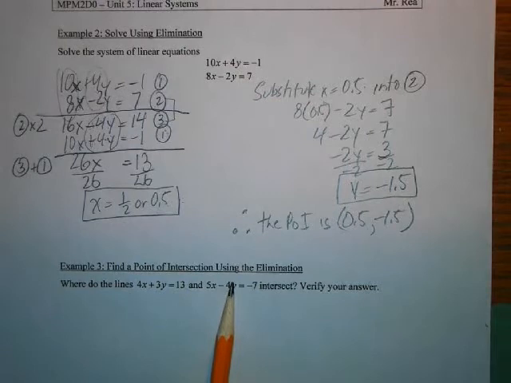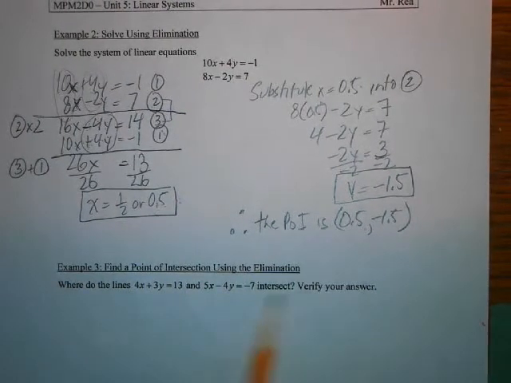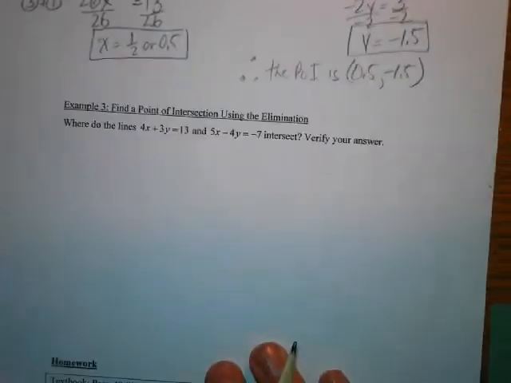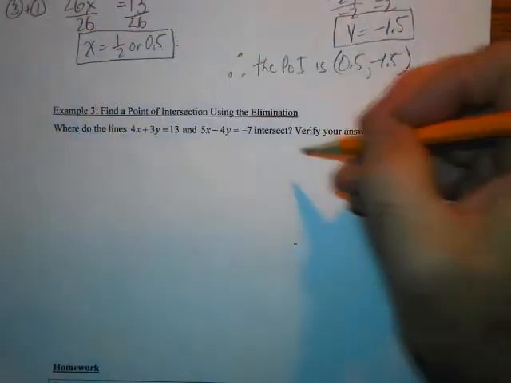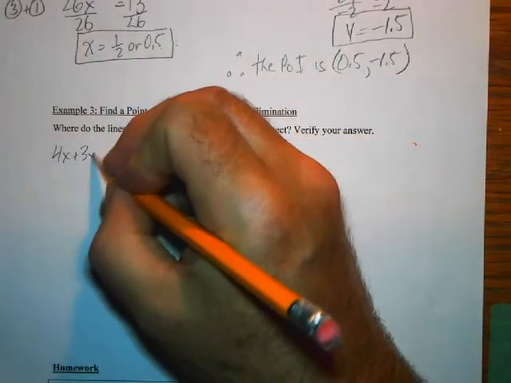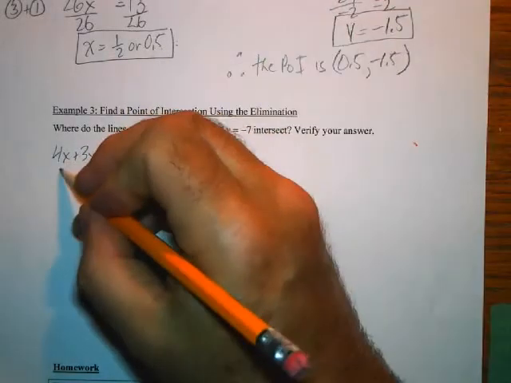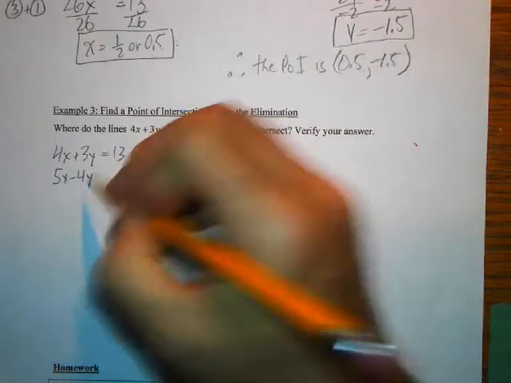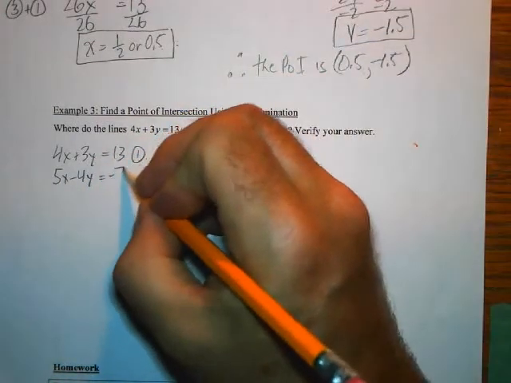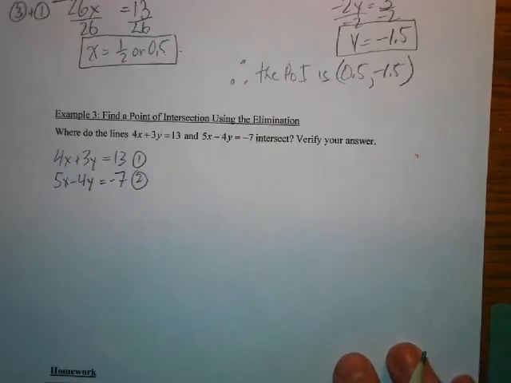Okay, here's the third example. So this will be the worst case scenario. It's not that bad, but it's not quite as easy as the first two examples. Where do these lines intersect? Verify your answer. So again, I'm going to line these up, one above the other. 4x plus 3y equals 13, equation 1. 5x minus 4y equals -7, equation 2.